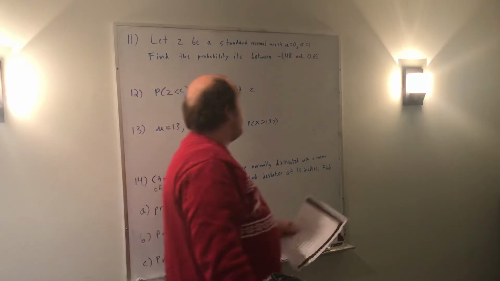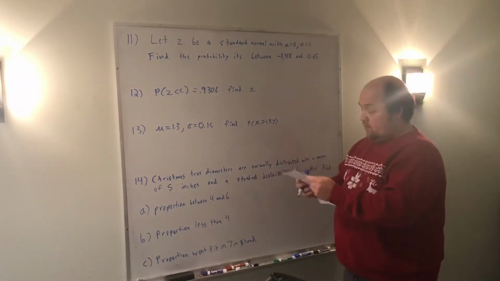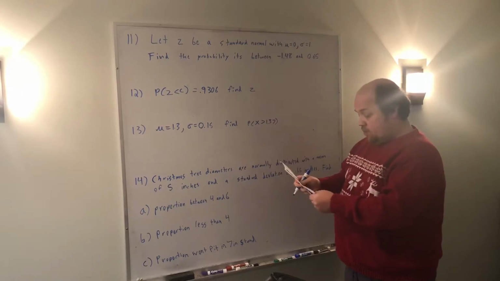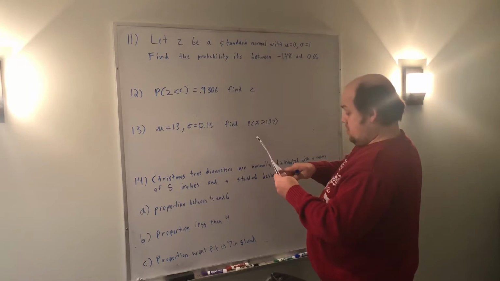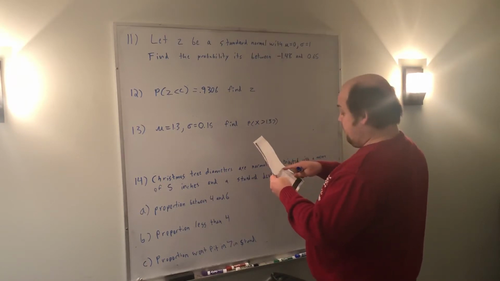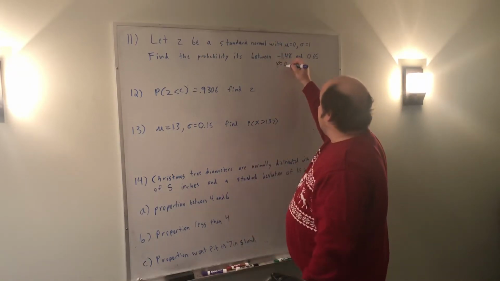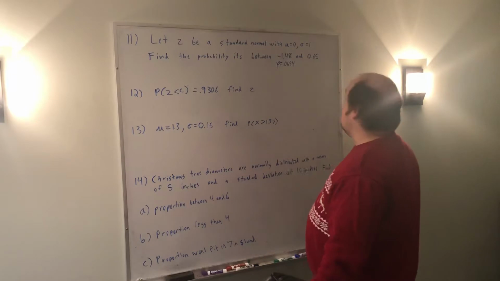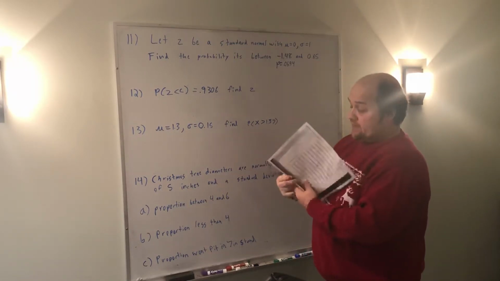For negative 1.48, I'm on the side with the graph at the top. I move down to the column negative 1.4 over to 0.8. When I line those two up, I get a table value of 0.0694. P equals 0.0694. I'm now looking on the positive side for z equals 0.65.